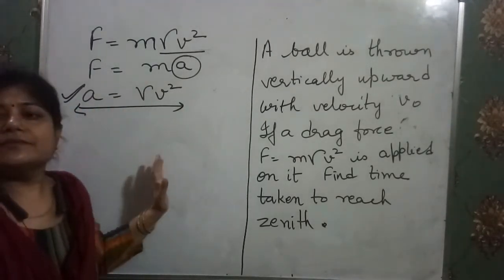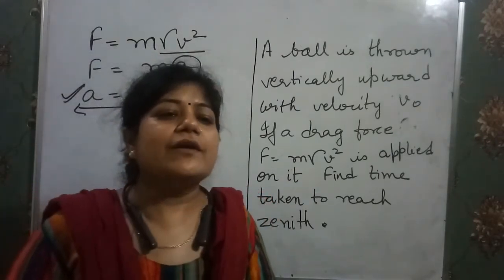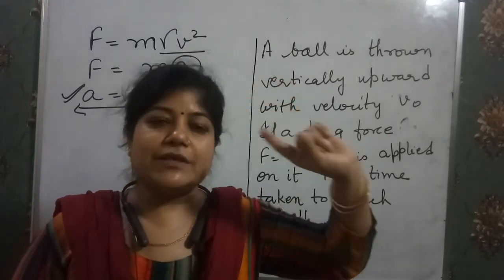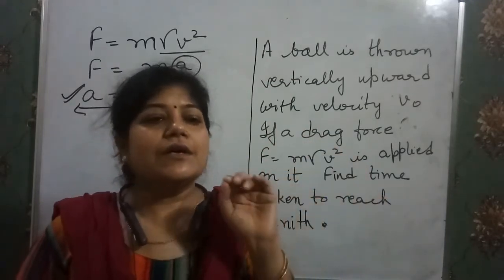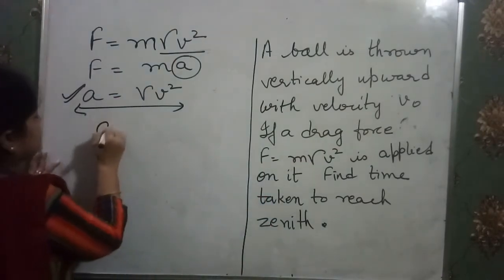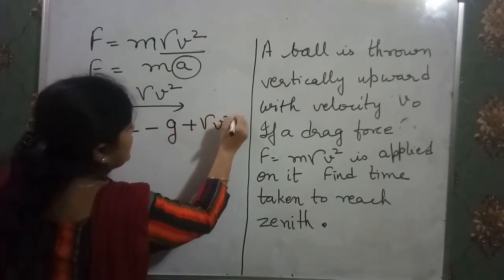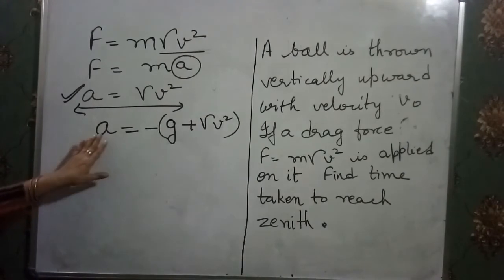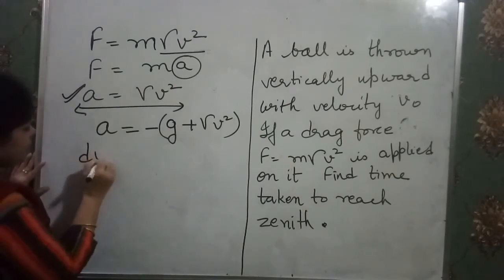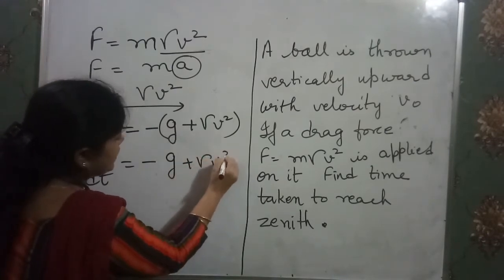But one thing more is there. When we throw any ball into the air, there's one more acceleration acting on that ball, and this is the acceleration due to gravity. When we throw the ball upward, we have the direction minus g. So the net acceleration acting on the ball is minus g plus gamma v square. Now we have to integrate this to get the velocity of the ball. So we have dv over dt is equal to minus g plus gamma v square.